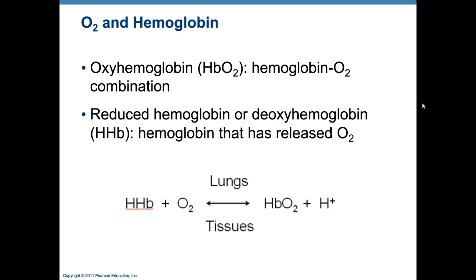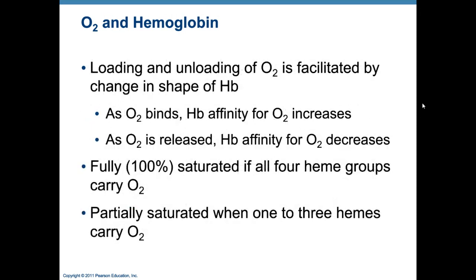This is a reversible reaction. So in the lungs, we add oxygen to hemoglobin. In the tissues, we pull it away from it. And basically, we go through an oxidation reduction reaction. It's a very simple reaction, but it's a very important reaction in that we get oxygen from the blood to our cells so that they can carry out cellular metabolism.